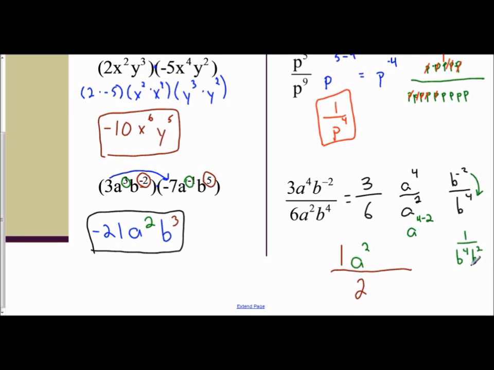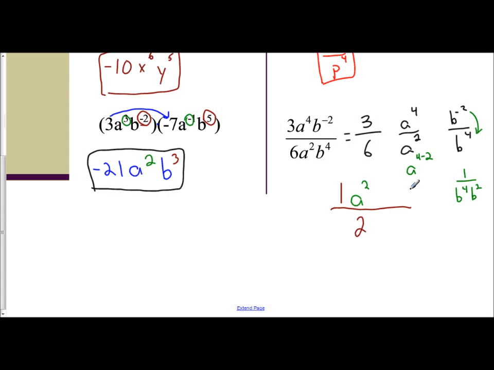And so now I'm multiplying like bases. And so I add the exponents. 4 plus 2 is 6. So the b to the 6 will be on the bottom. So our answer is 1a squared over 2b to the 6. And again, in your final answer, remember we never show a coefficient of 1. So our actual final answer is a squared over 2b to the 6.